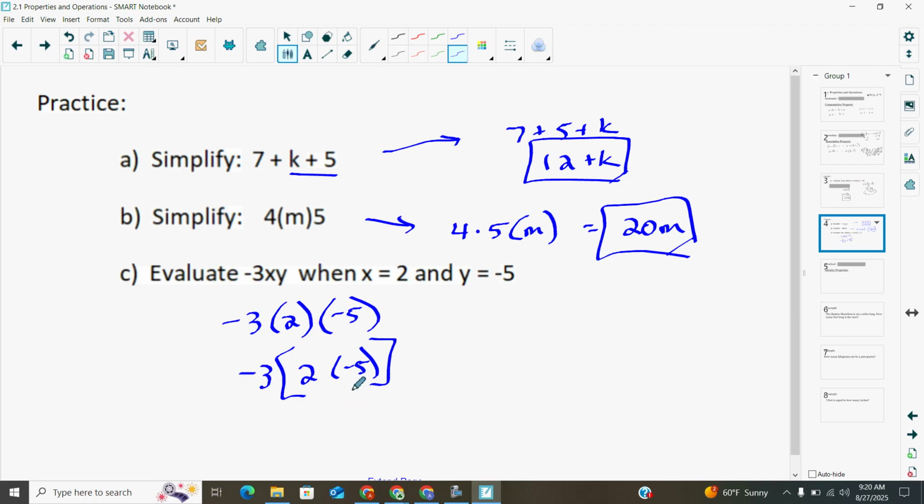You don't have to, but this would be the associative property. Instead of doing these two first, I'm doing these two first. Negative 10 times negative 3 is 30. Negative times negative is indeed positive.